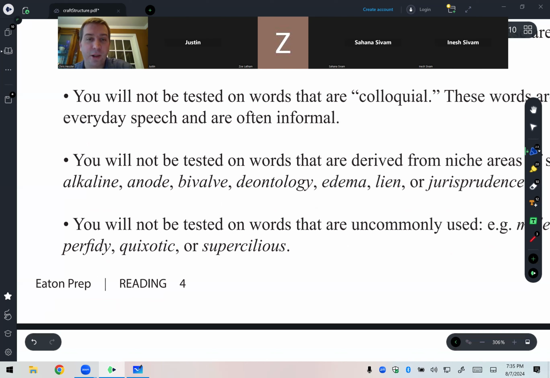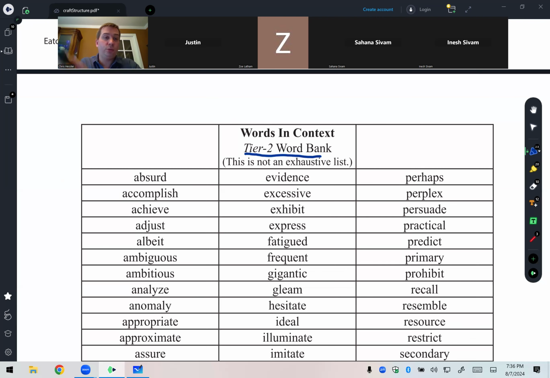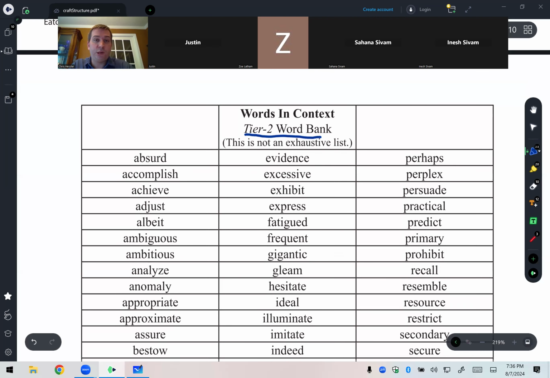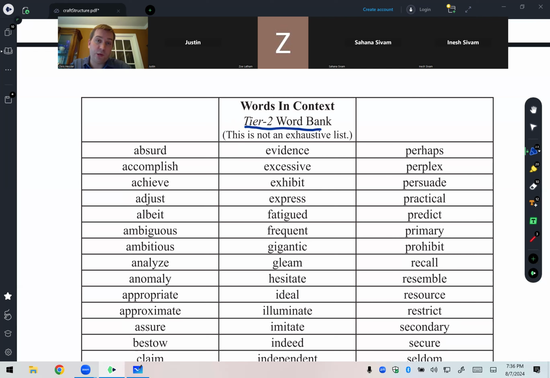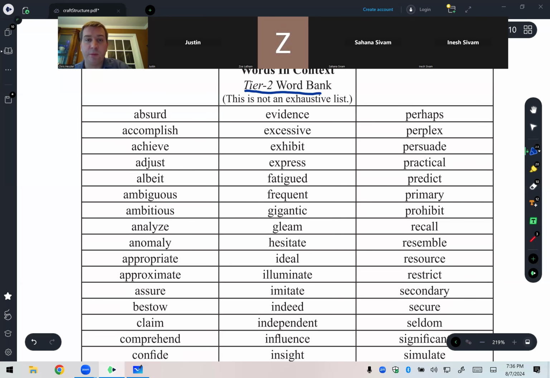But here's a good list of the types of words that you will be tested on. Here is just a list of what we consider to be tier 2 level words. These are words that you would see in college. These are words that you would see in your professional career, whatever that will one day be. They might ask you to analyze something, or they might ask you for an approximation. So just make sure that you're familiar with some of these words.